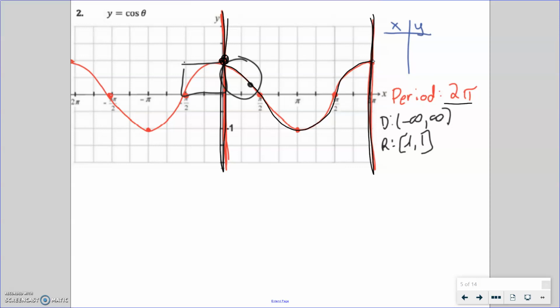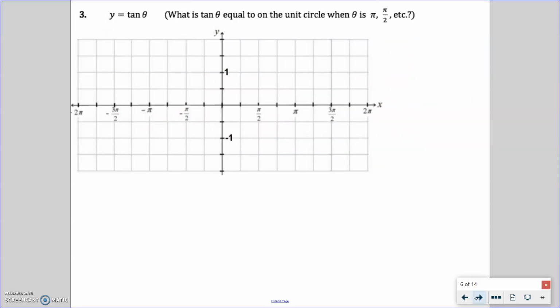All right, let's look at the answer for number 3, tangent. The toughest part about this one, and I gave you a hint, is what is tangent of theta equal to for these particular spots? So for example, tangent of theta when it's equal to 0, remember tangent is the same thing as sine over cosine. So if I'm finding tangent of 0 degrees or 0 radians, sine in that case is 0, and cosine is 1. So tangent of 0 is equal to 0, right?